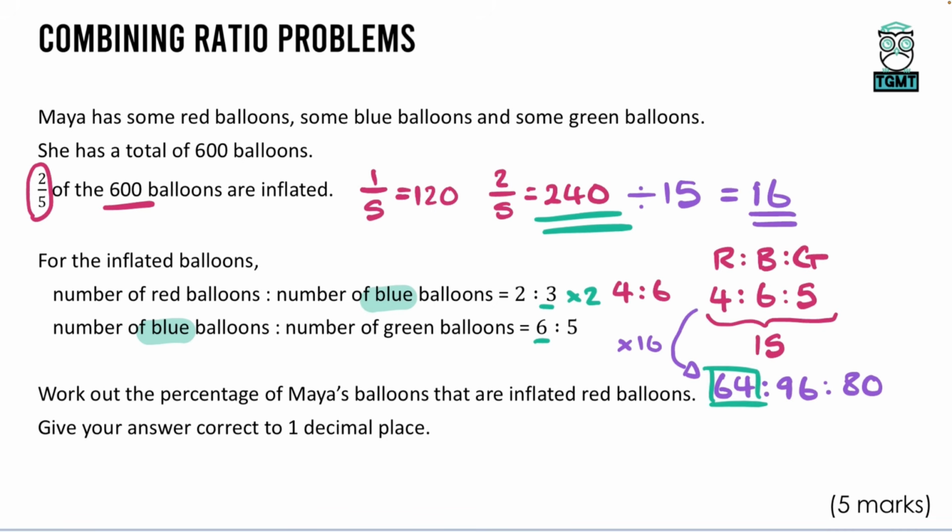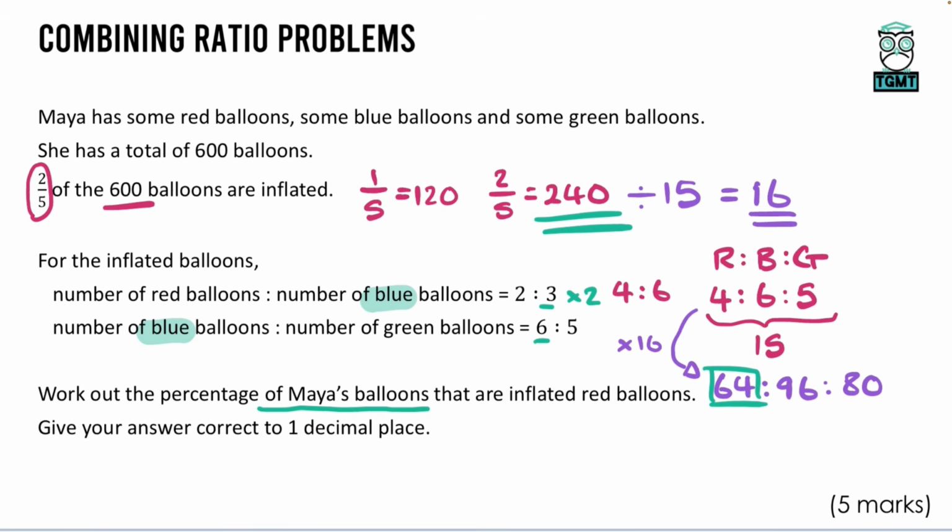Now we have 64 inflated red balloons, but what it's asking me to make it a percentage of is really important. Here it says work out the percentage of Maya's balloons. Now it could have phrased that in two different ways.